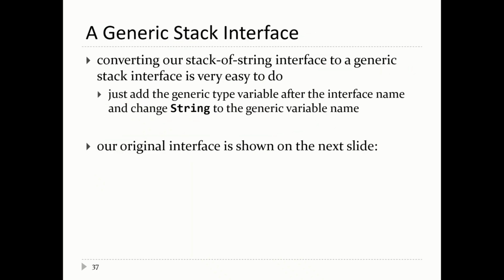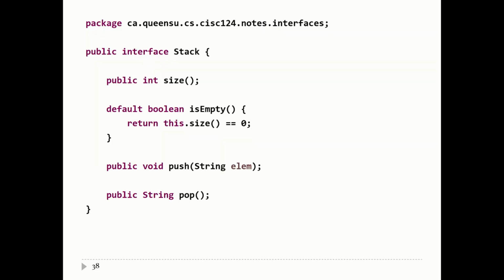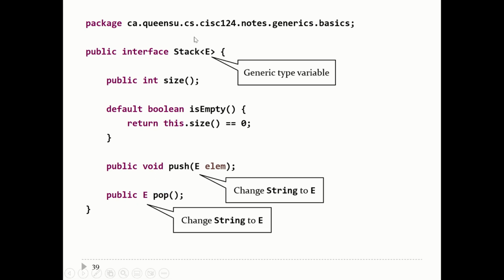Now what about our interface? Our interface is also for a stack of string. It's super easy to convert the stack of string interface to a generic interface as well. There's the original. It takes in a string and returns a string. All you do is add the generic type here, change the element type here, and change the return type there, and you're done. And so now you've got a fully generic stack interface, and you've got a fully generic stack implementation.